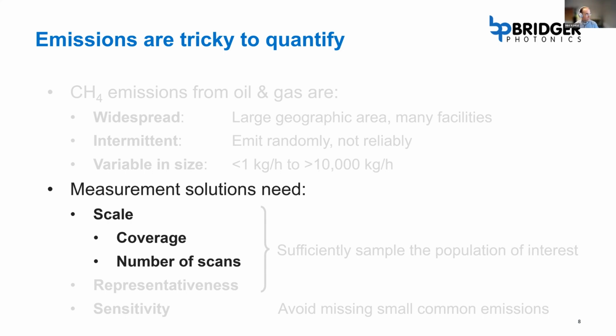As I'll be describing in the next slides here, there are a couple of ways to achieve scale, and one is spatially by area coverage. This is basically just the number of facilities that you measure and that you intend to scan in the campaign. And the next is the number of times that you scan it. So this is temporal coverage. The more times you scan a facility, the more likely you are to pick up on an emission that is going off intermittently.